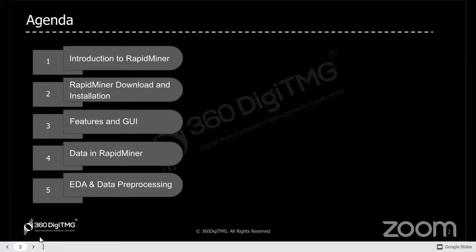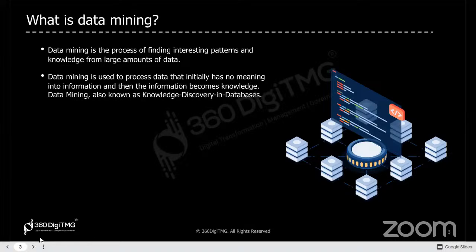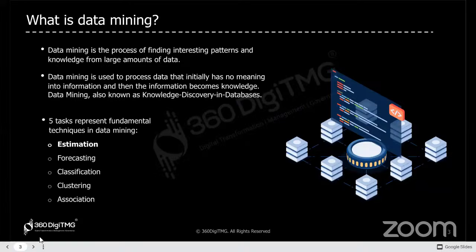So, first of all, what is data mining? Data mining is the process of finding interesting patterns and knowledge from large amounts of data. It is used to process data that initially has no meaning into information, and information becomes knowledge. That is why data mining is also known as knowledge discovery in databases. There are 5 tasks. Before going into the tasks, let's talk about data mining briefly. So what is data mining?